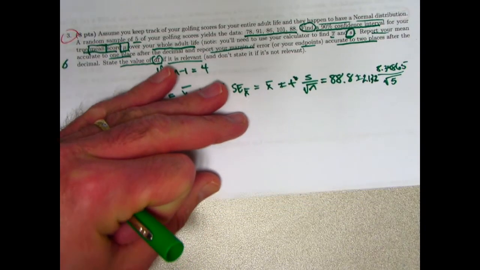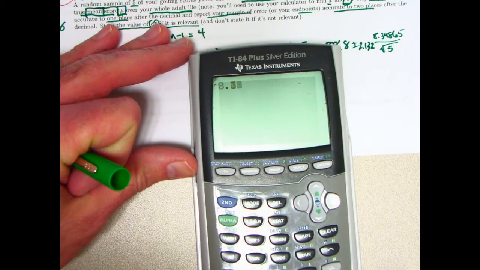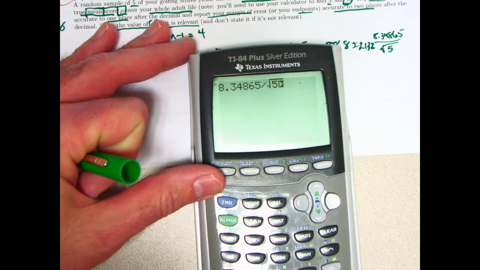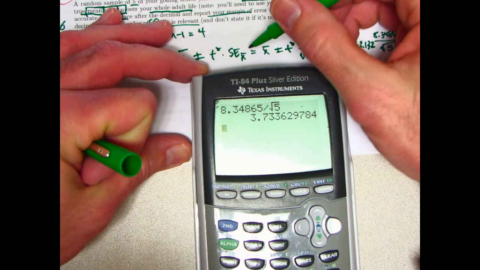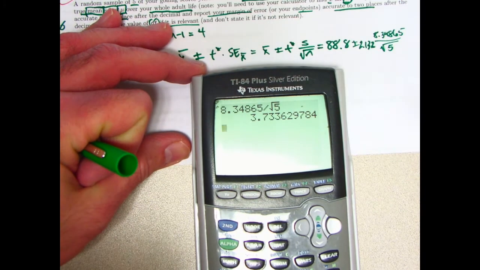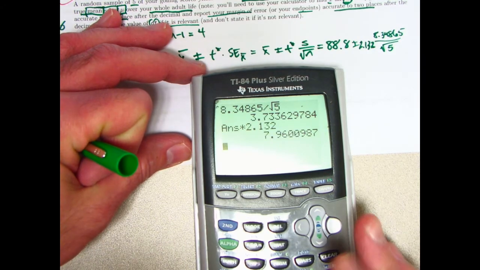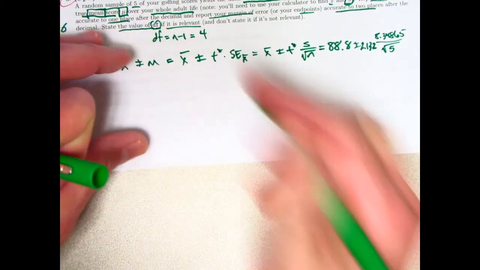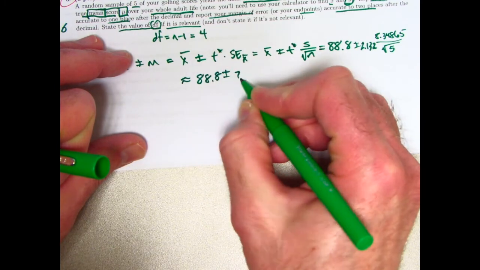All right, so now let's just use the calculator, get the answer. 8.34865 divided by square root of 5. The standard error for x bar, which is an approximation for the standard deviation of its sampling distribution, is about 3.7336. Multiply that by 2.132. Get a margin of error of about 7.96, rounded to 2 places after the decimal. So we could write our answer as 88.8 plus or minus 7.96.